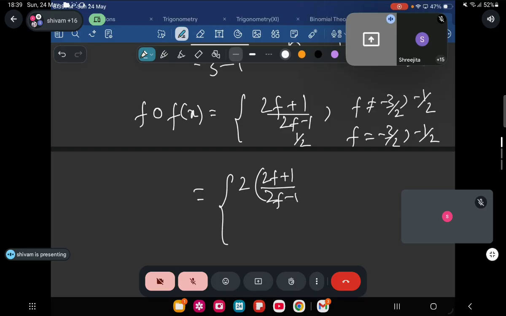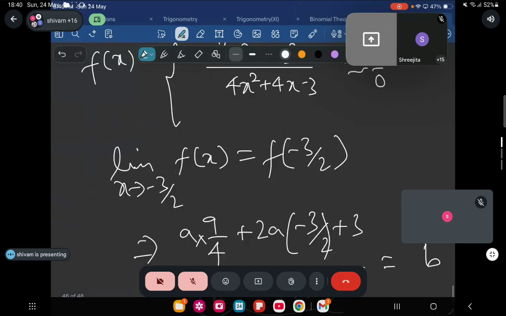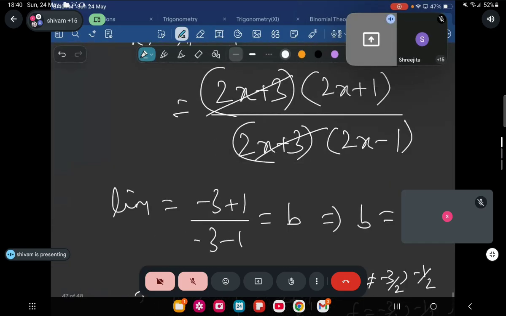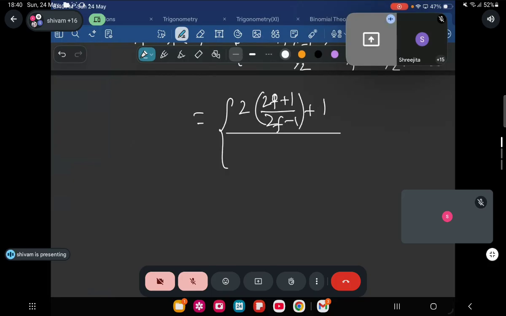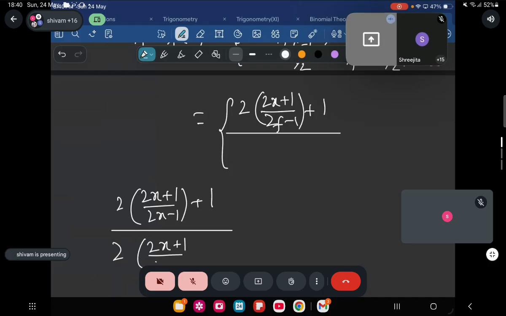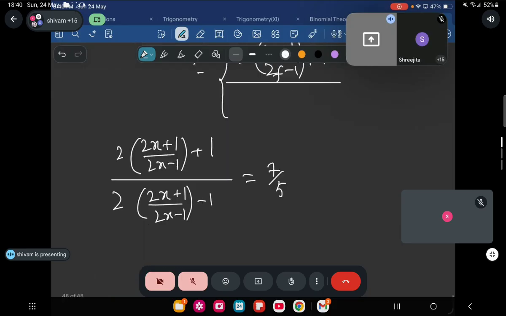Easy. Divided by 2f minus 1 plus 1. So lengthy. f of f of x is equal to 7 by 5. So this one, not f of x. So 2 into 2x plus 1 divided by 2x minus 1 plus 1, divided by 2 into 2x plus 1 by 2x minus 1 minus 1. This will be equal to 7 by 5. From here we have to find out the value of x.